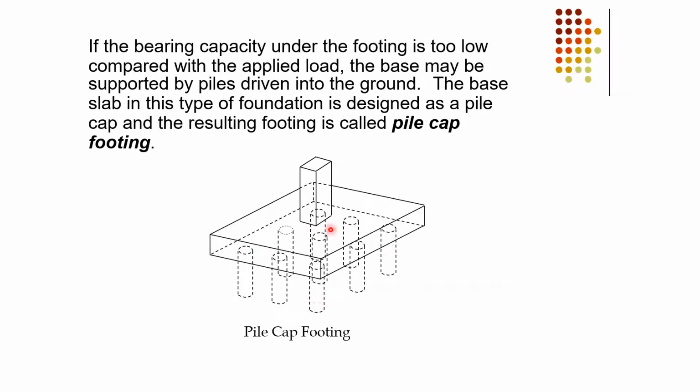Now why do we provide the pile footing? When the soil capacity or the soil conditions under the footing are weak, to reach the stronger strata at deeper depths, we provide piles. And when we provide the piles in the soil, then at the top of the piles we provide a slab which connects all the piles, and on the pile cap we construct our column. So that is the theory of pile cap footing.